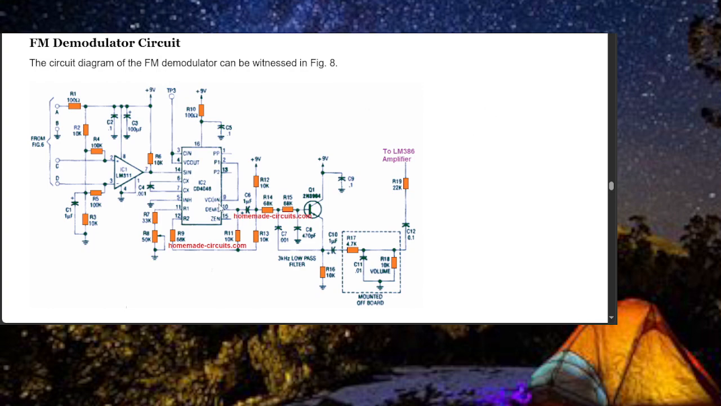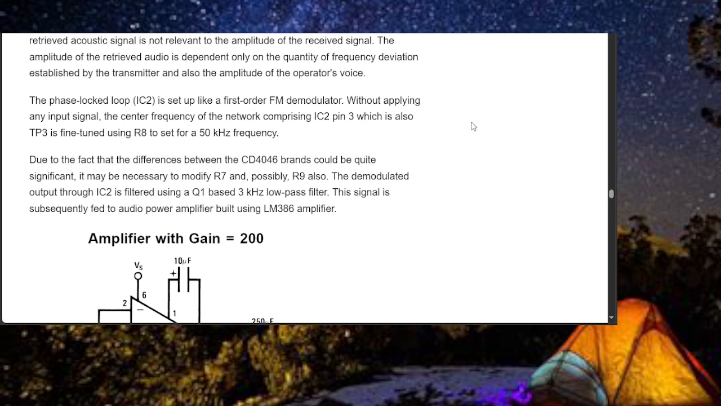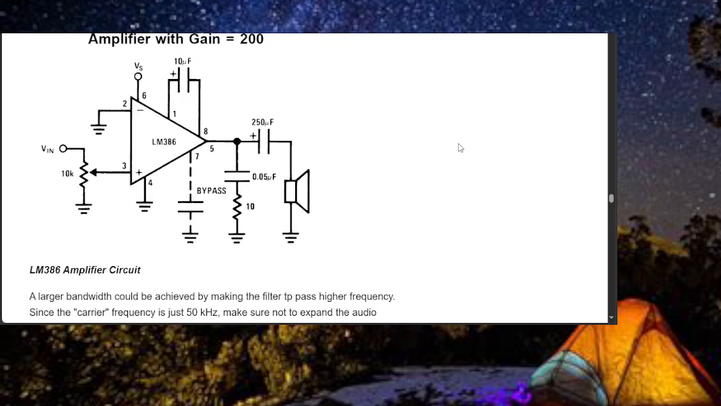It's a whatchamacallit chip. Demodulator. CD4045, it's an FM demodulator. I don't really need that, because I got my radio. There's the amp with the gain of 200 for the speaker. That could come in useful.